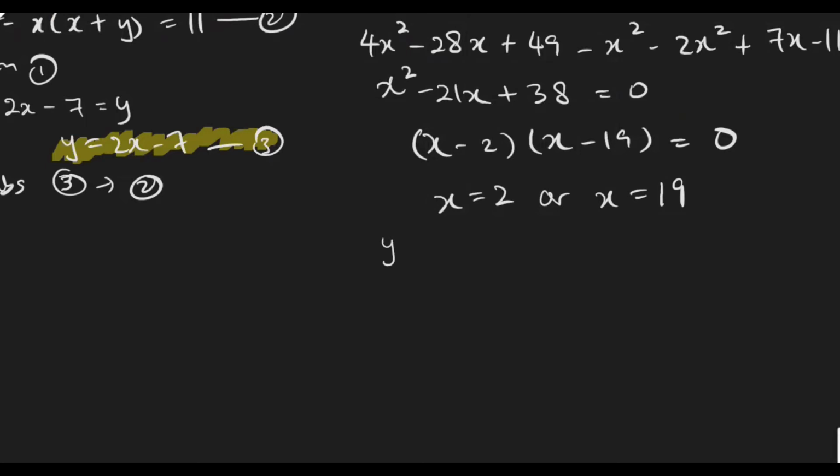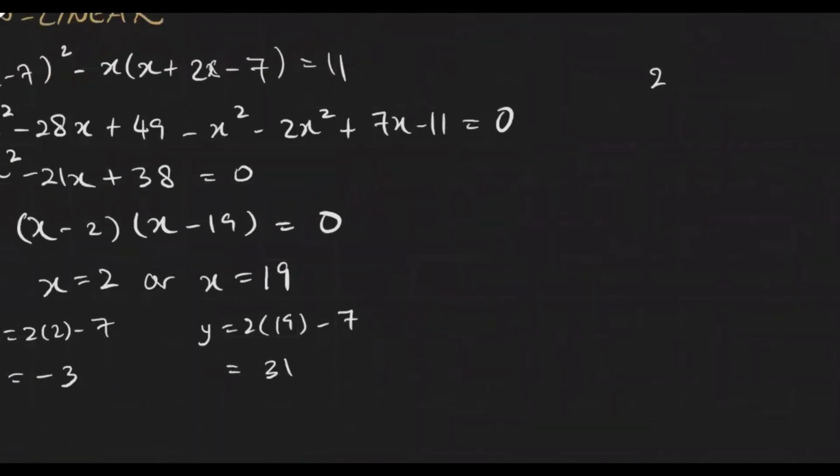And the y can be obtained from equation 3. So substitute the two values of x here. In this case, I'll get y equals negative 3, and another one equals 31. Yep, so there you go. Let's see another example.